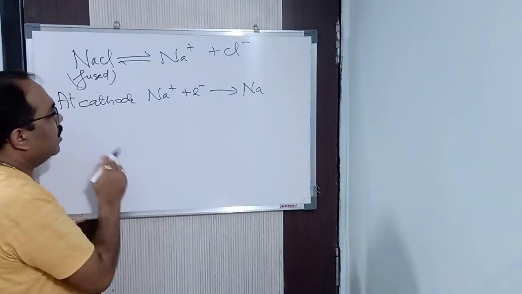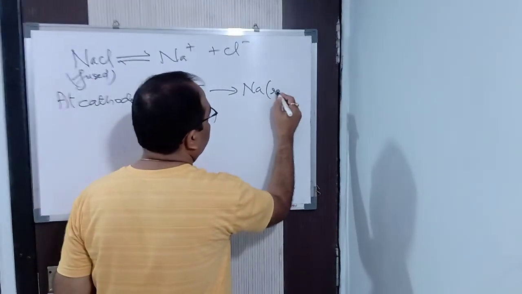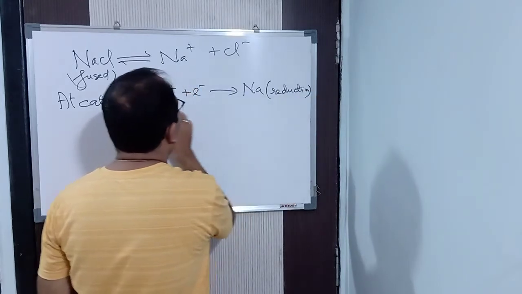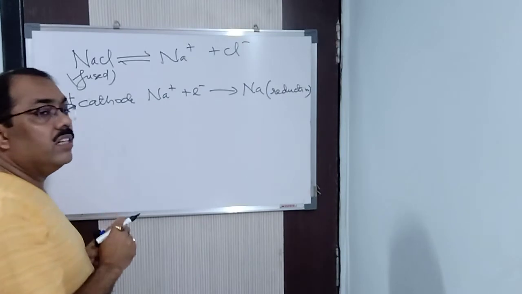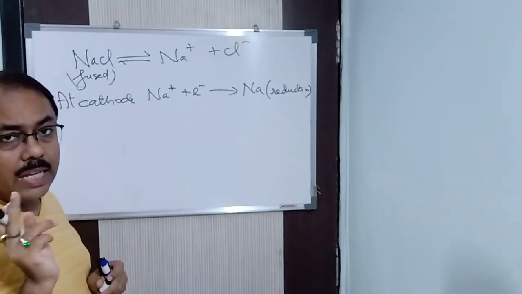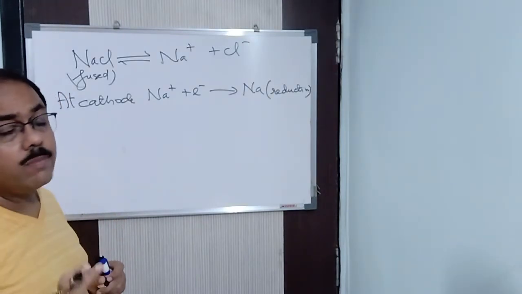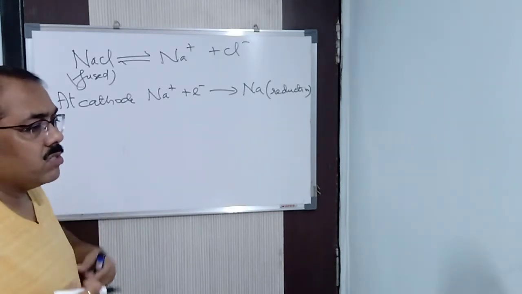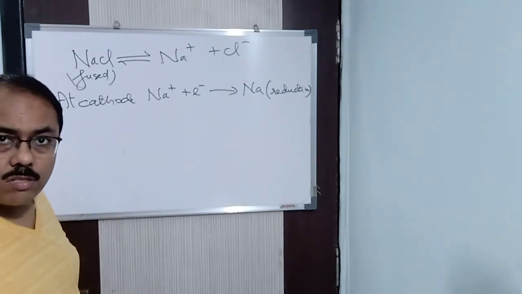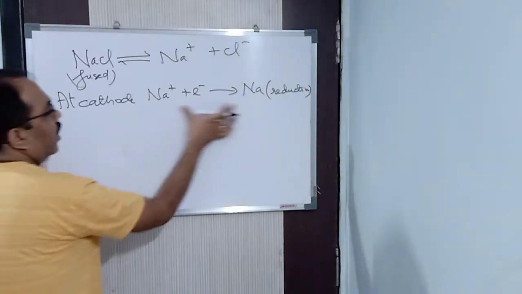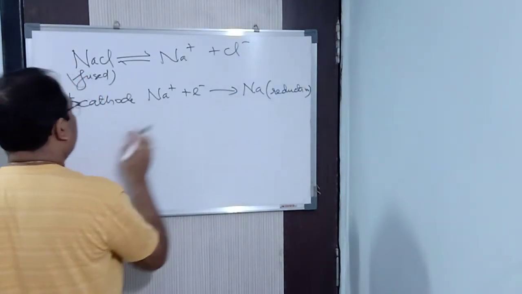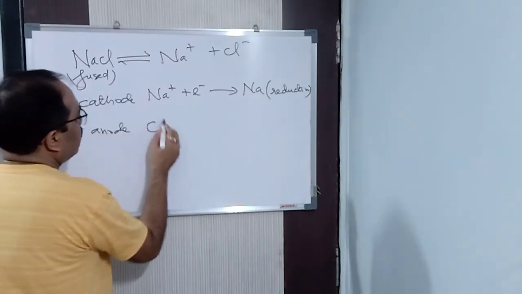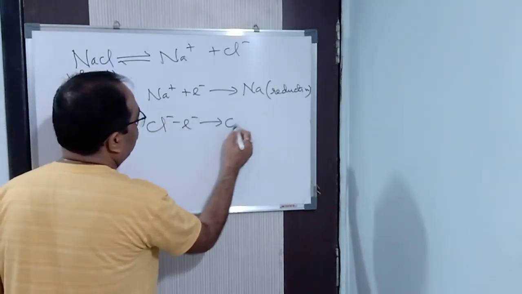So at the cathode, reduction takes place. Because you have studied in lower classes that a gain of electrons is known as reduction. So always remember, reduction always takes place at the cathode, because cations go to the cathode and cations will always gain electrons. Got it? So in this way, a reduction reaction takes place at the cathode. Now at the anode, what happens? At the anode, Cl- minus e- will give Cl.